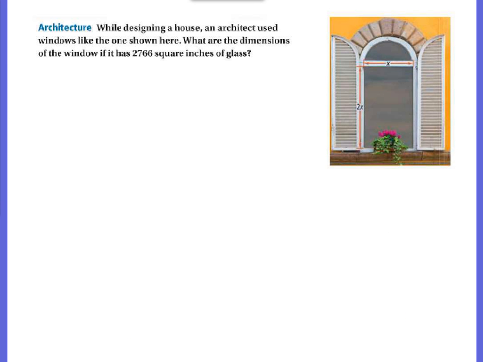All right, so we have an architecture problem and a little applied problem of what we're doing. It says, while designing a house, an architect used windows like the ones shown here. What are the dimensions of the window if it has 2,766 square inches of glass? We're talking about the window here, not this part. Okay? That's not an X. I'm just crossing it off. We're not talking about that top part.